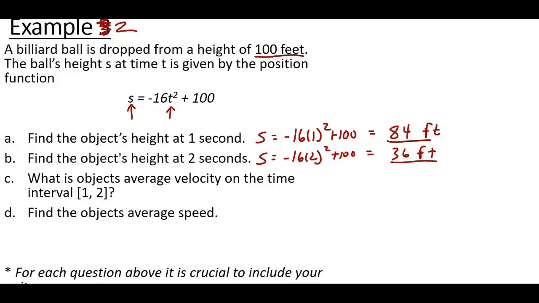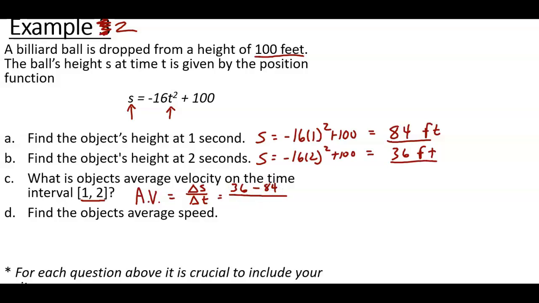Now, part C is asking us, what is this object's average velocity on the time interval from 1 to 2? All right, well, average velocity is the change in position over the change in time. Now, the change in position is on the interval from 1 to 2. Basically, the second position was 36, so that's where it's located at t equals 2 seconds. And its first position was at 84.